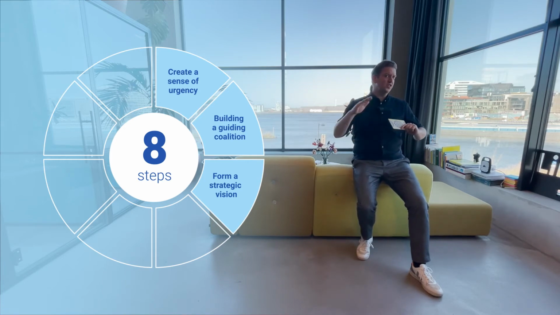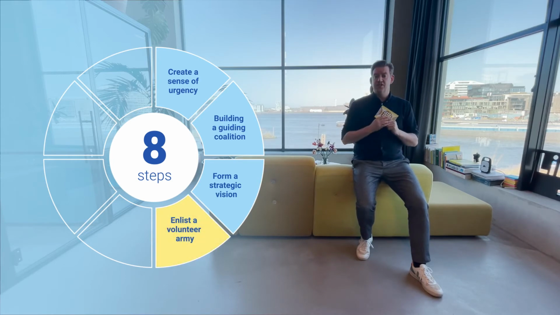So step 1 to 3, check. Let's go to 4, 5 and 6. Then you're really going into the organization, start communicating your vision for change and really make sure that it gets done. So it starts here with step 4, enlisting a volunteer army. So your guiding coalition is the first layer, the first group you need, but you want to get more people excited about the change, involved in the change. So enlisting this volunteer army is really key, and step 4.